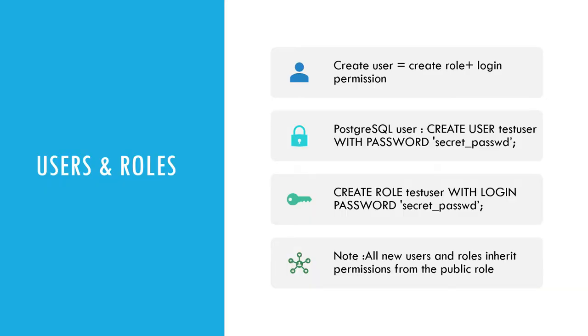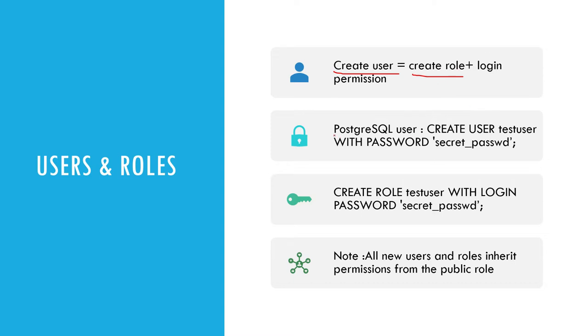The first one is users and roles. So what is a user and role in Postgres? When we say create user in Postgres, that means it is equivalent to create role plus login permission. That means the only difference between user and the role is that a user is able to log in, but the role will not be able to log in. And the role has its own advantage.